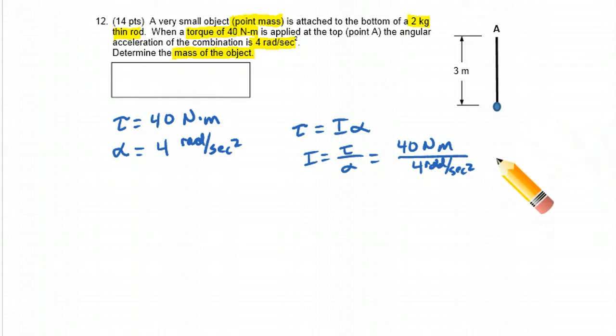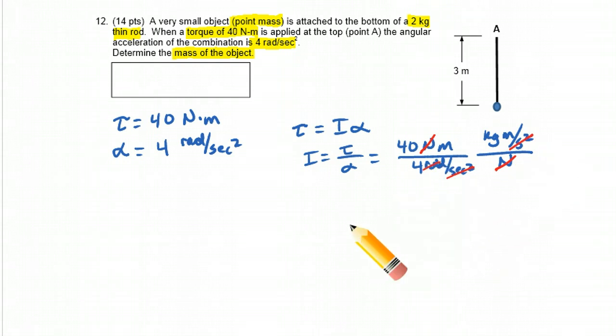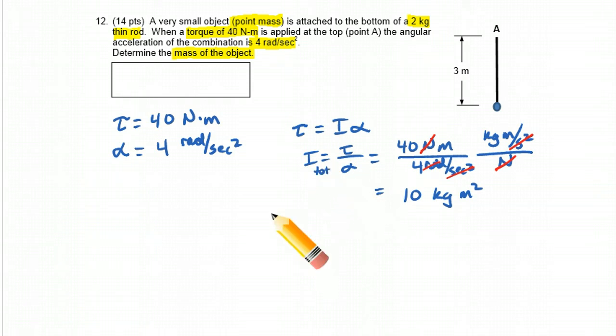And just to get our units a little bit more usable, we'll write 1 newton is a kilogram meter per second squared. Okay, so newtons will cancel out. Second squared on the bottom here, second squared on the bottom here cancel out, radians unitless, and so it looks like kilogram meter squared. Alright, so 40 over 4 is 10 kilogram meter squared is the total moment of inertia. So I'll label that as total.